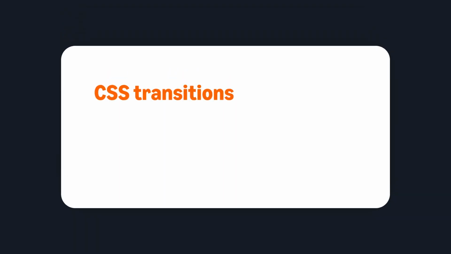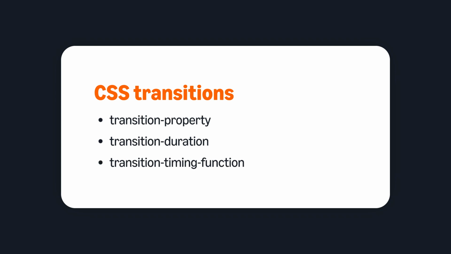Let's start by exploring the key properties of CSS transitions. First, transition-property defines which CSS property will change, like background-color, which adjusts the element's color, or transform, which modifies its shape, size, or position. Next, transition-duration controls how long the transition takes, whether it's 0.5 seconds for a quick effect or 2 seconds for a slower one. Transition-timing-function controls the speed of the transition, determining whether it moves smoothly, quickly at the start, or eases out towards the end, with values like ease, linear, or ease-in-out.